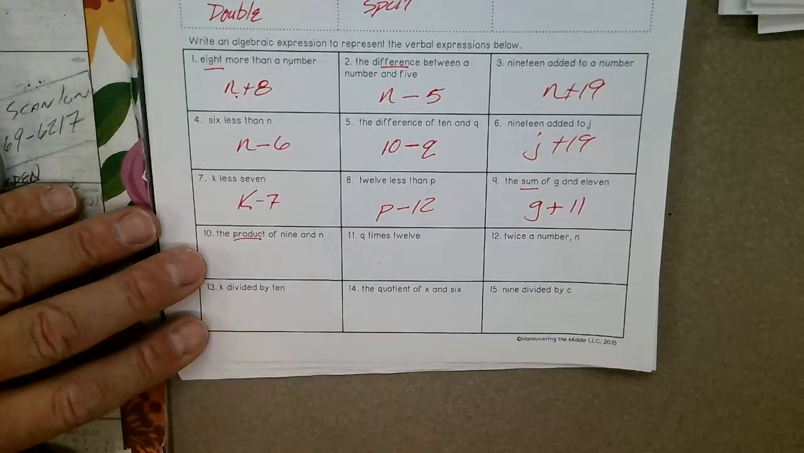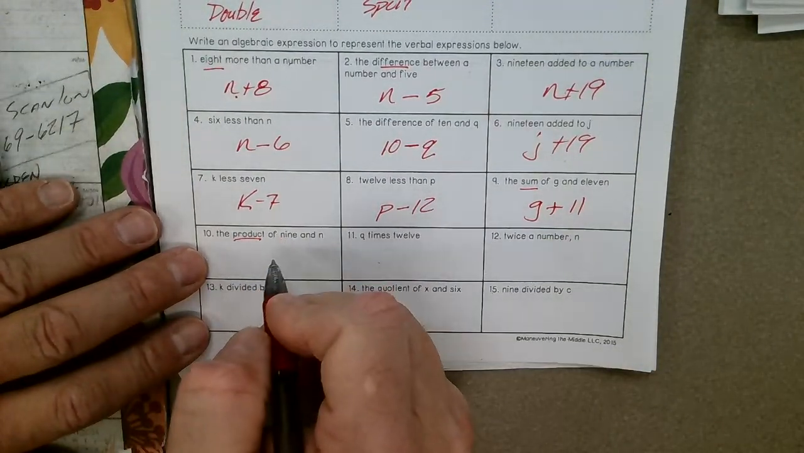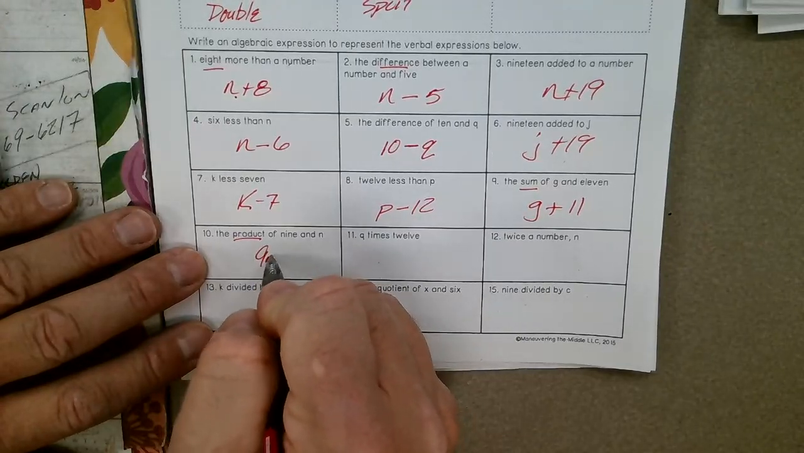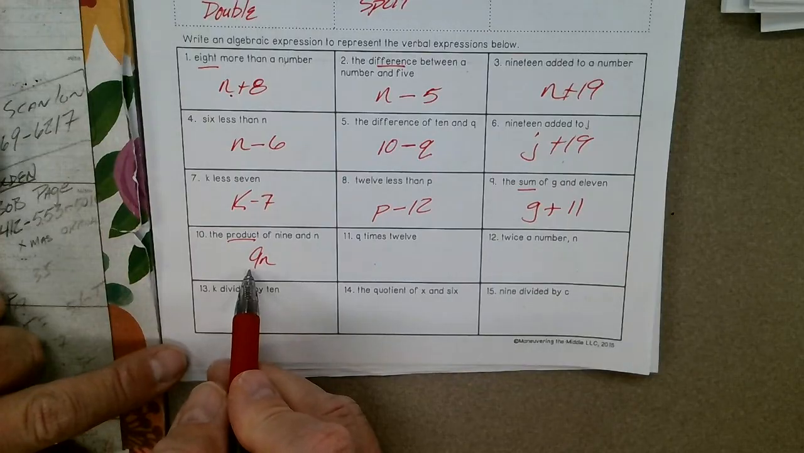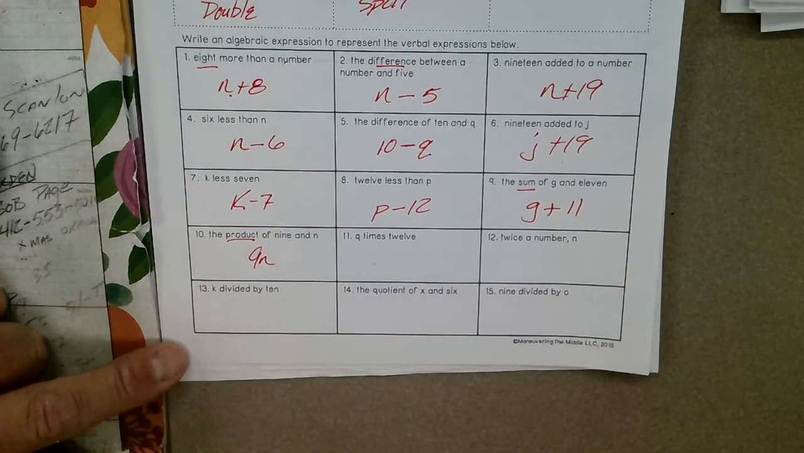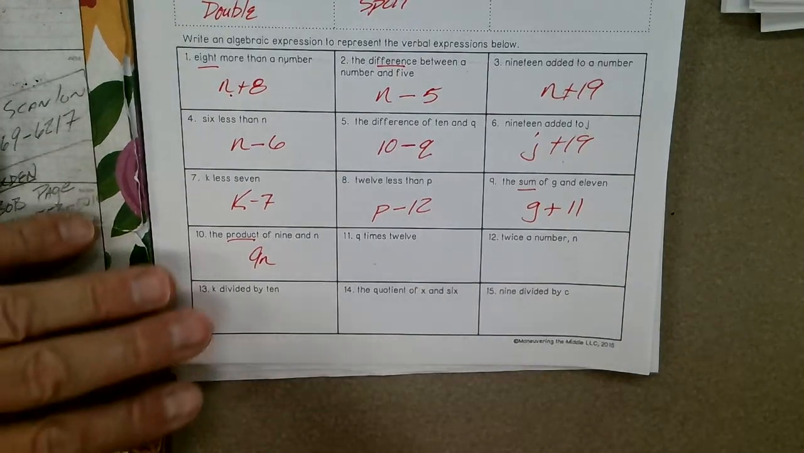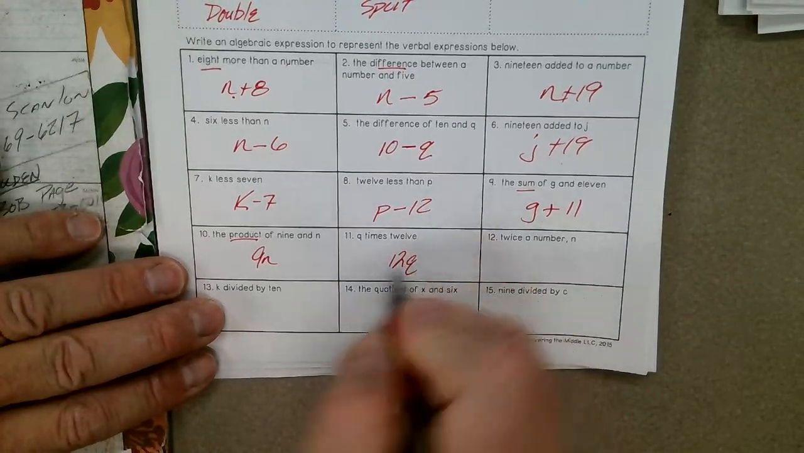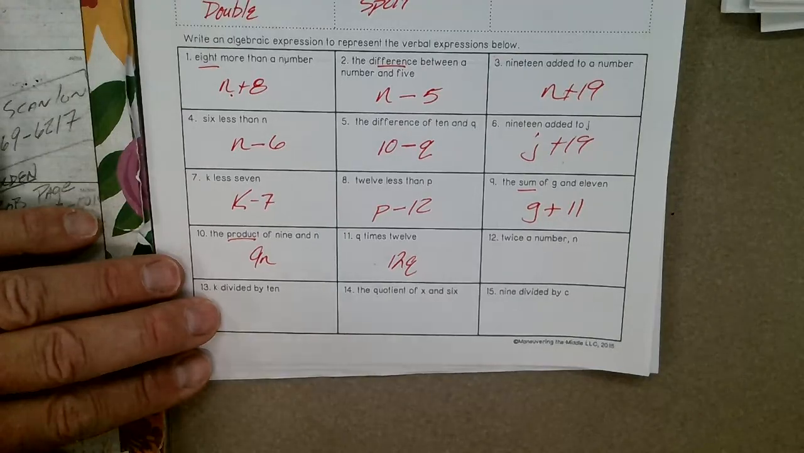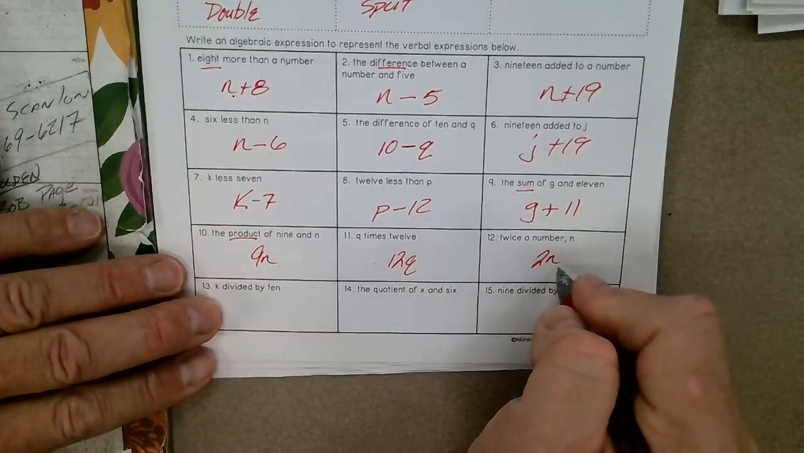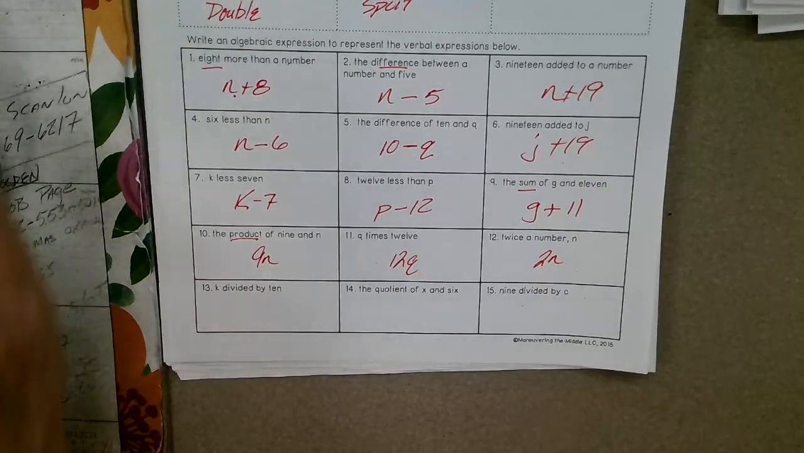Product is the multiplication, the product of 9 and a number. So we have to be careful. The product of 9 and a number should be written that way, with a coefficient of 9n. Q times 12, same scenario, 12Q. Twice a number n. I'm going to double that number n with a coefficient of 2.